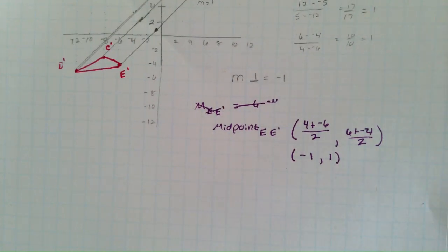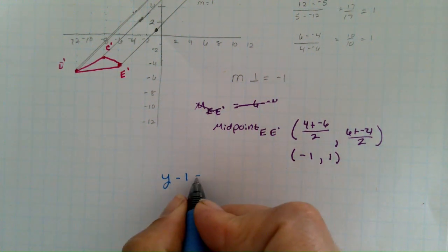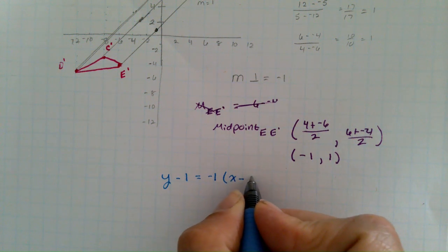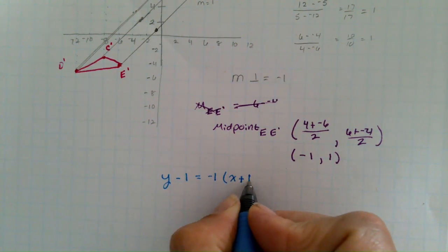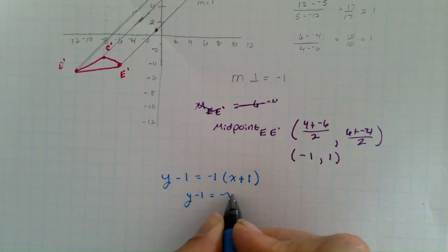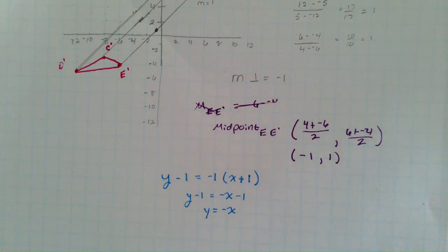Perfect. If you've watched my videos, I love having a point and slope because I can use point slope form. So y minus the y value equals our slope, x minus the x value, and since our x value is negative 1, it really means plus 1, right? Distribute. We'll get y by itself. And now we have the true reflection line.